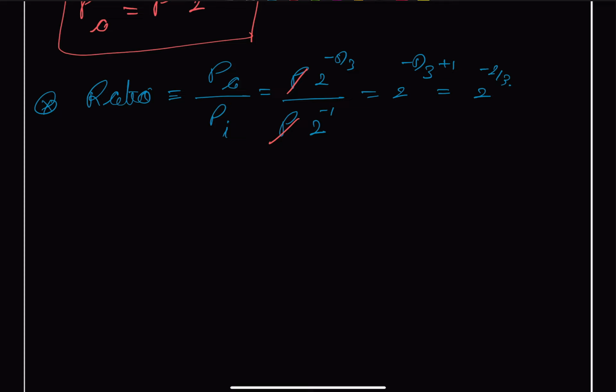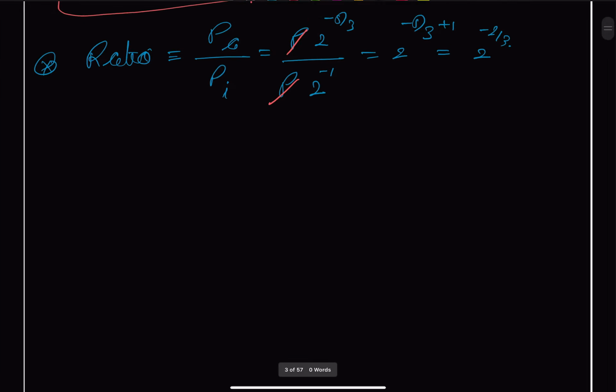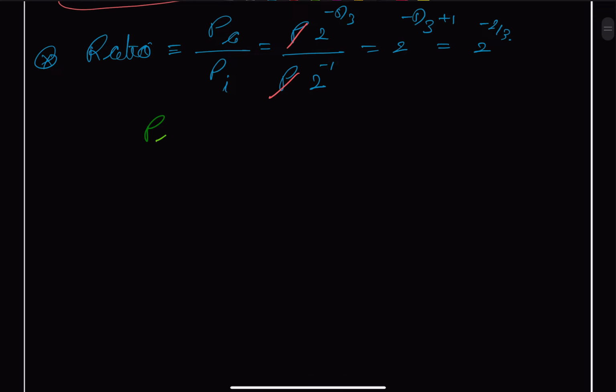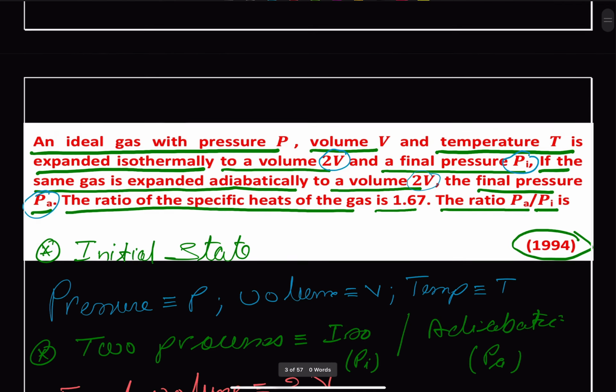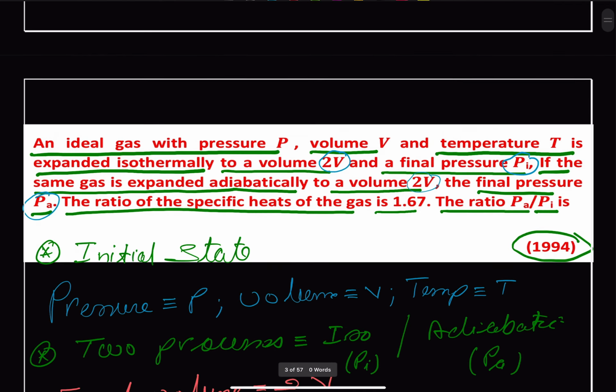Okay, and this ratio, PA upon PI, will be approximately equal to 0.63. So this is the ratio of PA upon PI. Next question.